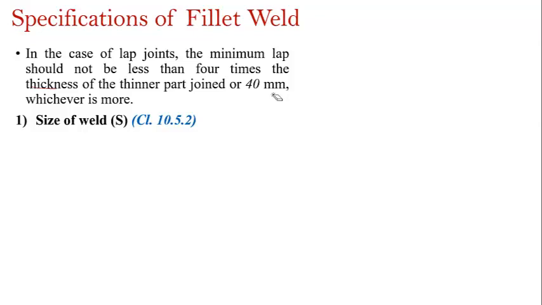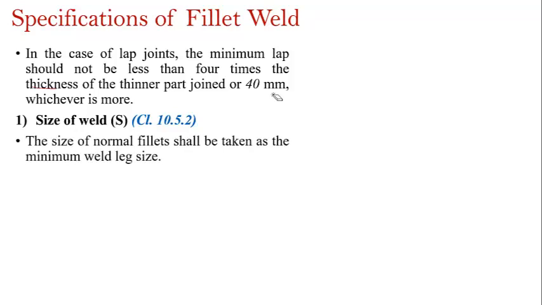Okay, so if you refer clause 10.5.2 in IS 800/2007, you will get the details of the size of the fillet weld. So remember, whatever the specifications we are talking here, we are talking all about the fillet weld only. We are not talking about any of the types of welds. So the size of the fillet weld is denoted with the symbol capital S, and this is provided in the clause 10.5.2. So what does this say? What is the size? What should be the size of the fillet weld? Usually, the size of normal fillet welds shall be taken as the minimum weld leg size.